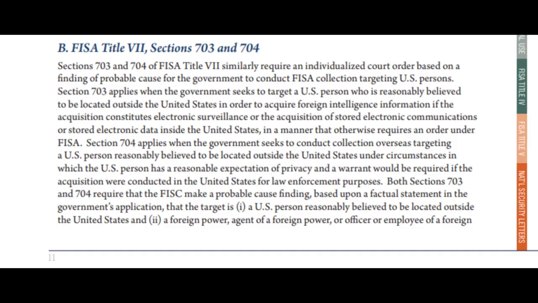Importantly, within Amendment 7 to FISA, there are also Sections 703 and 704, which allow for the collection of communications of U.S. citizens reasonably believed to be located abroad.